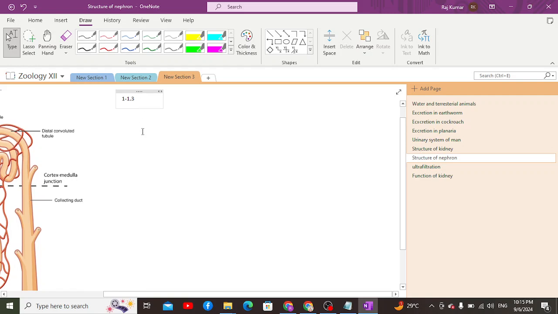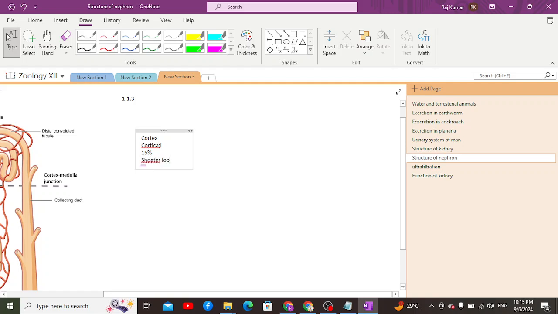And when it comes to the types of nephrons, there are two major types. Number one, the type of nephron which is present in the cortex region only is known as the cortical nephron. That cortical nephron is present 15% in kidney, and it has a shorter loop of Henle.